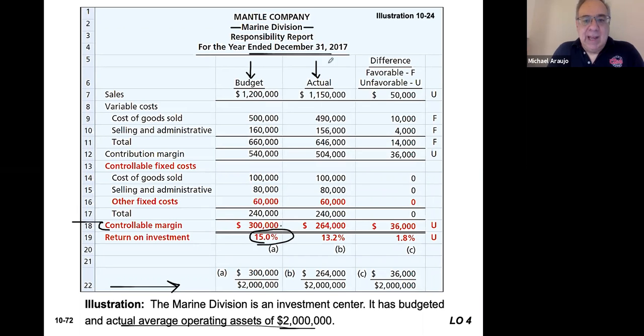Right? In actuality, they only had a controllable margin of 264,000. They still had $2 million of average operating assets. So that's going to get a return on investment of 13.2%, which is below the 15% by 1.8. Again, it's an unfavorable outcome for this particular division for this particular year. But as you notice here, as an investment center, the return on investment is going to be the primary evaluation method. So you're going to be calculating this. Actually, you see, it's not that difficult to do.